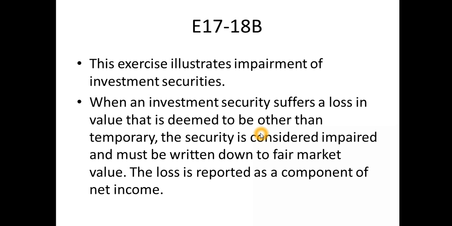Okay, so now we're working on exercise 17-18B, and the issue that's being illustrated in this exercise is the impairment of investment securities. So you've seen so far that when investment securities are classified as trading or available for sale, we report those investments on the balance sheet at fair market value each period. And in the case of available for sale securities, any change in the value of the security that occurs during the year bypasses the income statement and is reported as a component of equity.